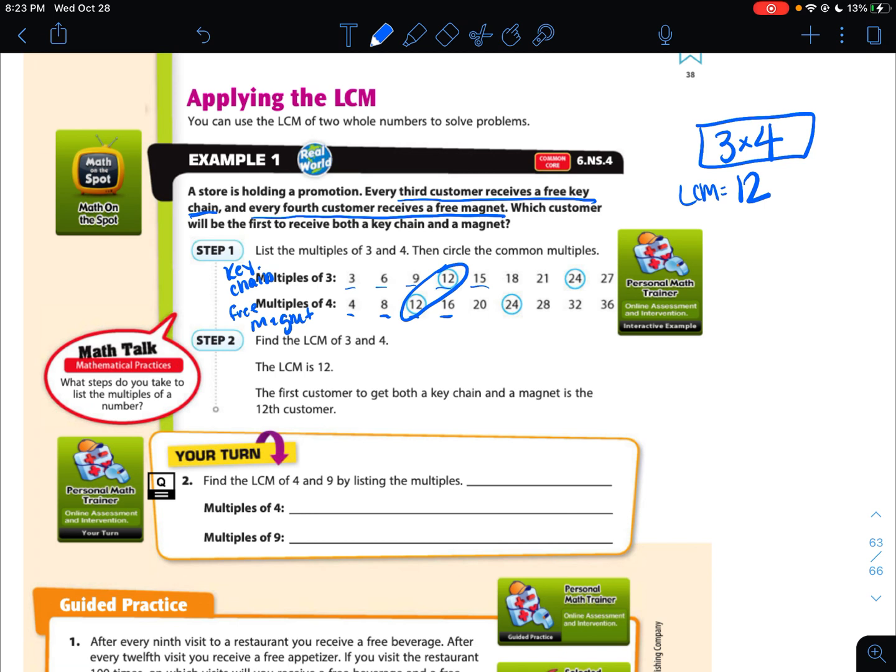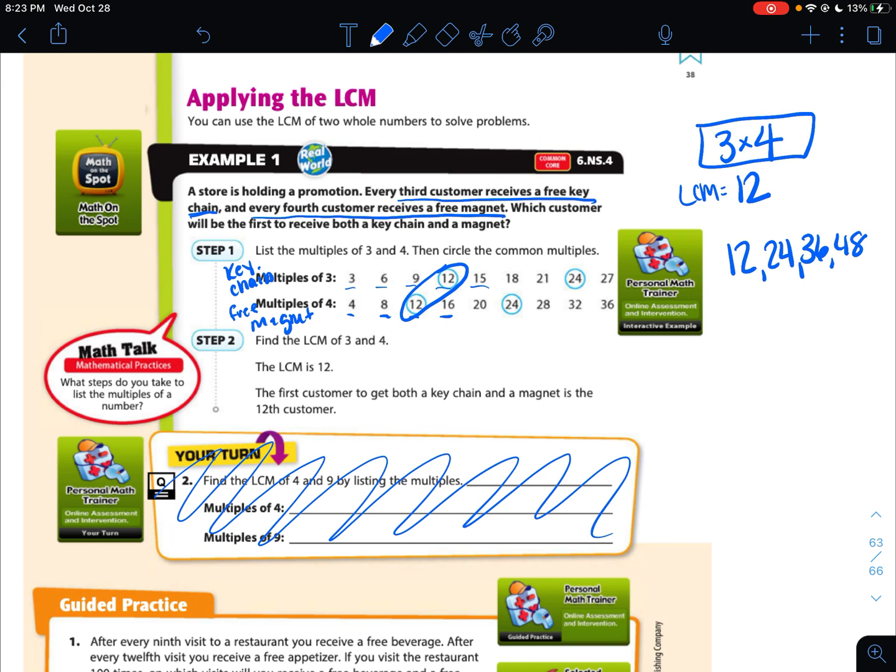If you wanted to know all of the customers that would receive both, then you would find the multiples of 12. So 12, 24, 36, 48. Those are all the customers that would receive both. Okay? So we're going to skip the your turn.